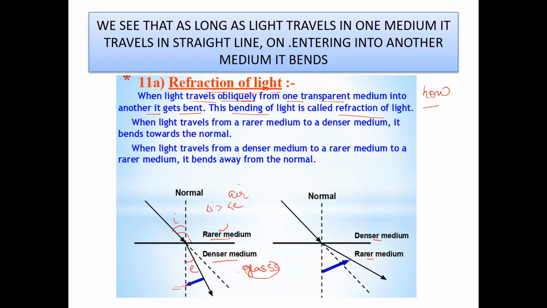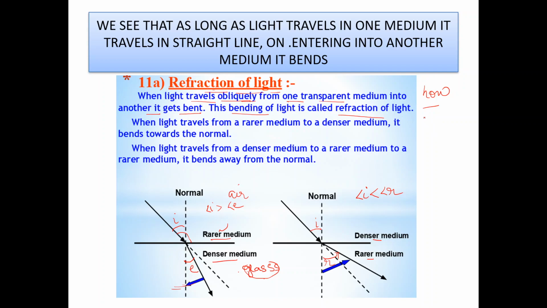So this is the refracted ray, it is bending away from the normal. Here this is the angle of incidence, this is the angle of refraction. In this case, angle of incidence will be less than angle of refraction. Followed? So this bending, again this bending is due to what?